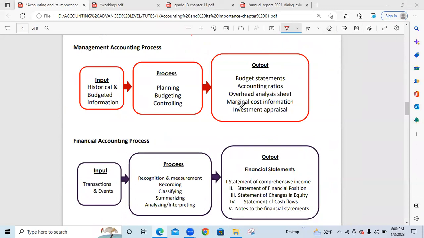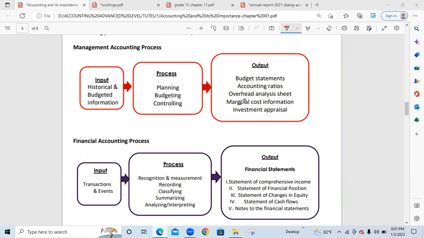Now guys, see here, I told you financial accounting is a process. Management accounting is a process, right? We said financial accounting and management accounting are processes. If something is a process, there is an input, a processing and an output. If you say something is a process, that means it will have input, processing and outputs.